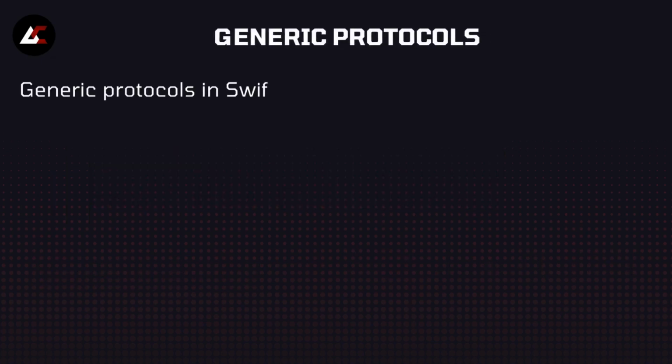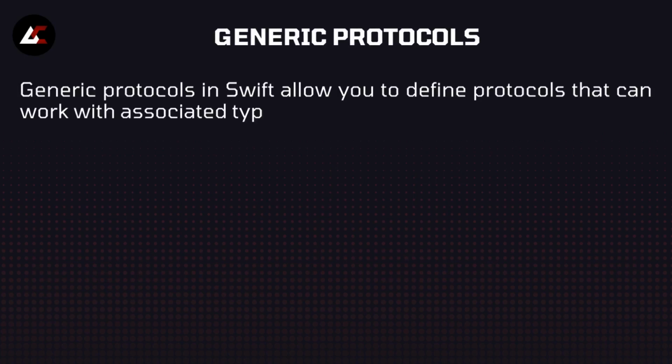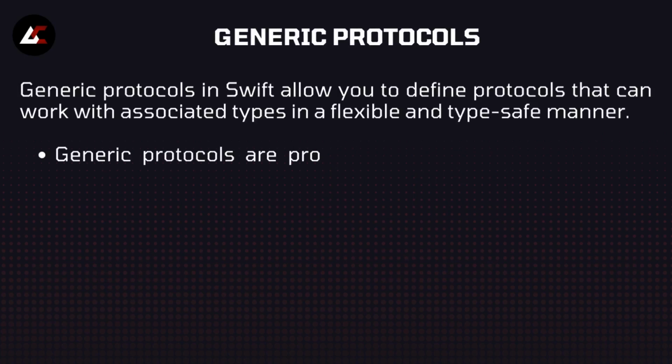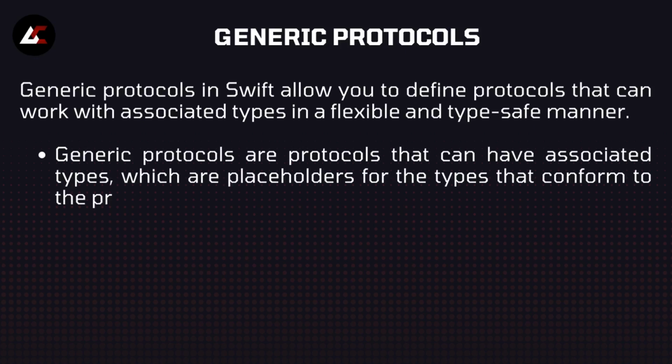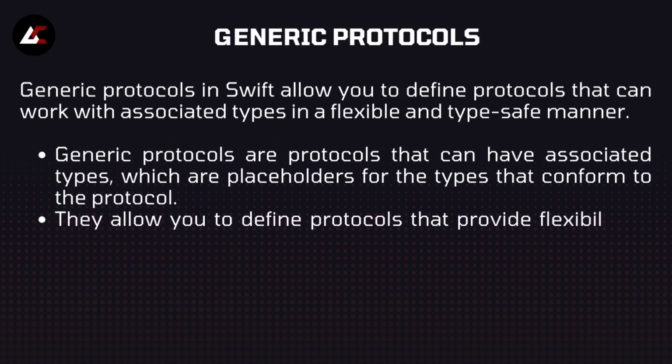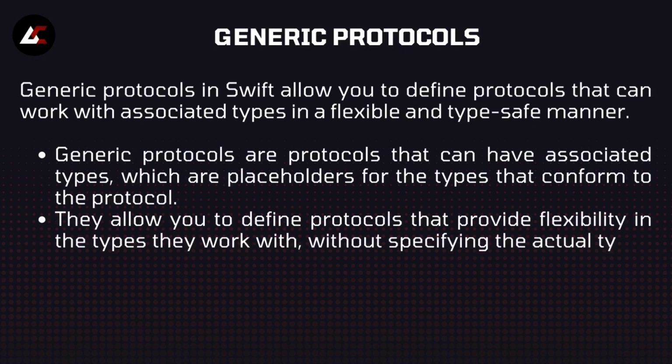Generic protocols in Swift allow you to define protocols that can work with associated types in a flexible and type-safe manner. In other words, generic protocols are protocols that can have associated types, which are placeholders for the type that conforms to the protocol. They allow you to define protocols that provide flexibility in the type they work with, without specifying the actual type until they are adopted.